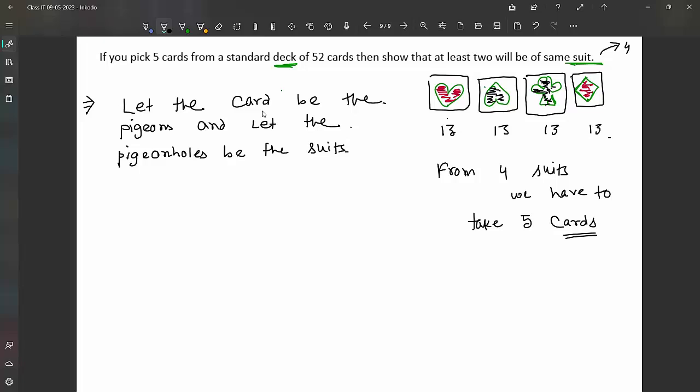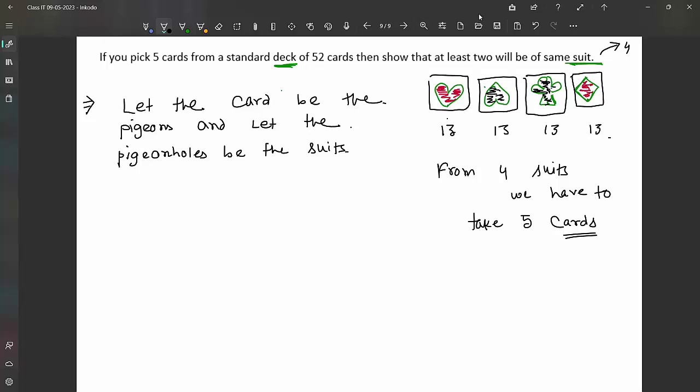We have to draw 5 cards from 4 suits. So obviously, even if we draw one from each suit, we must draw from one of the suits again, for the remaining card. So that means you have to take at least 2 cards from one of the suits, and that's our proof that at least 2 will be of the same suit. So from some suit, at least 2 cards will come.